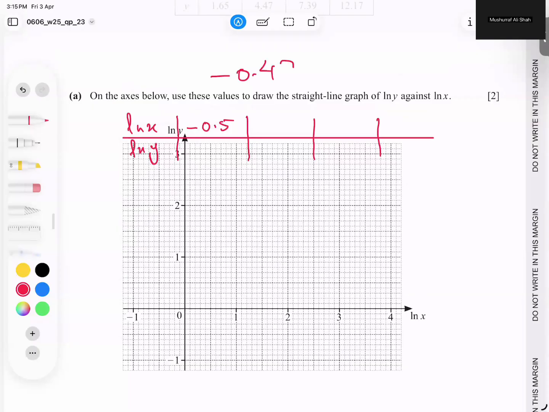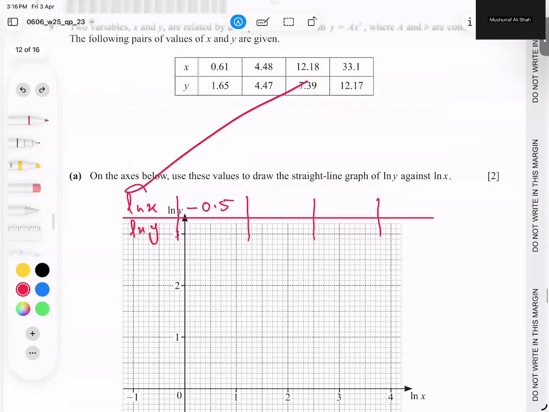Take the log of all the numbers. So I'm writing log of 4.48, and I'm getting 1.499. Again, I'm writing 1.5. Next is ln of 12.18, and this value turns out to be 2.5 again. And ln 33.1 is 3.5. After this, ln of 1.65, I'm getting again positive 0.5.